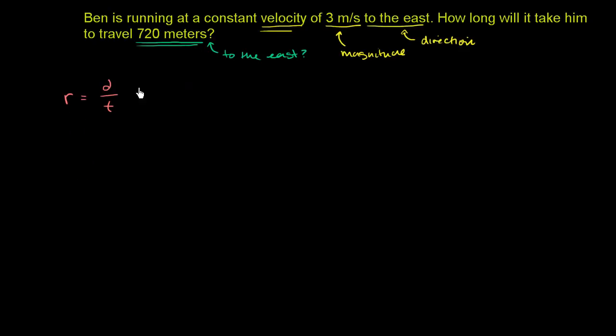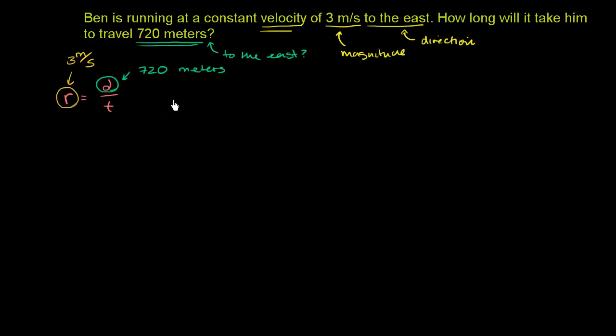Now, they're giving us in this problem the rate. If we think about the scalar part of it, they're giving us the rate. They're telling us that that is 3 meters per second. And they are also telling us the time. Oh, sorry, they're not telling us the time. They're telling us the distance, and they want us to figure out the time. So they tell us the distance is 720 meters. And so we just have to figure out the time.